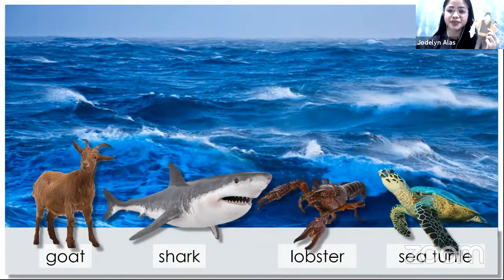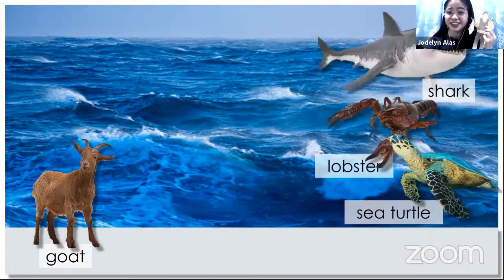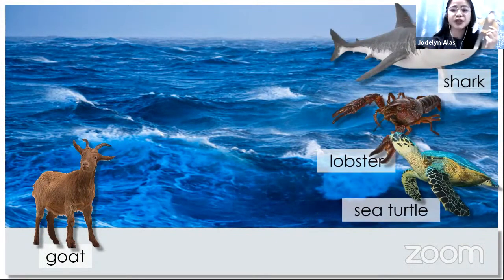Shark, lobster, sea turtle. Okay, thank you. I will be giving you a recitation point. Not the goat, anak, because it's not living in water. Yes, exactly. Very good sharing. Lobster, shark, and sea turtle should be the ones to go here in this habitat. Why? Because this is a water habitat.